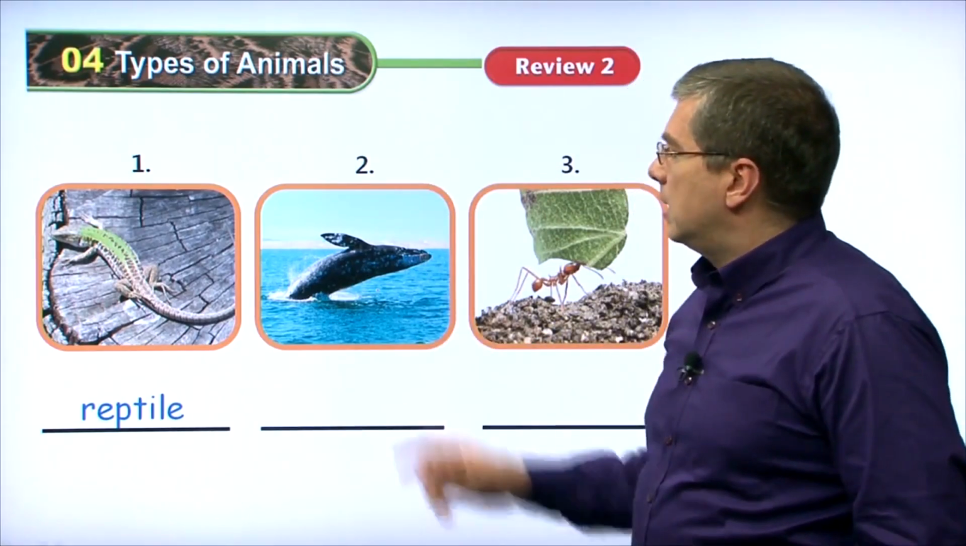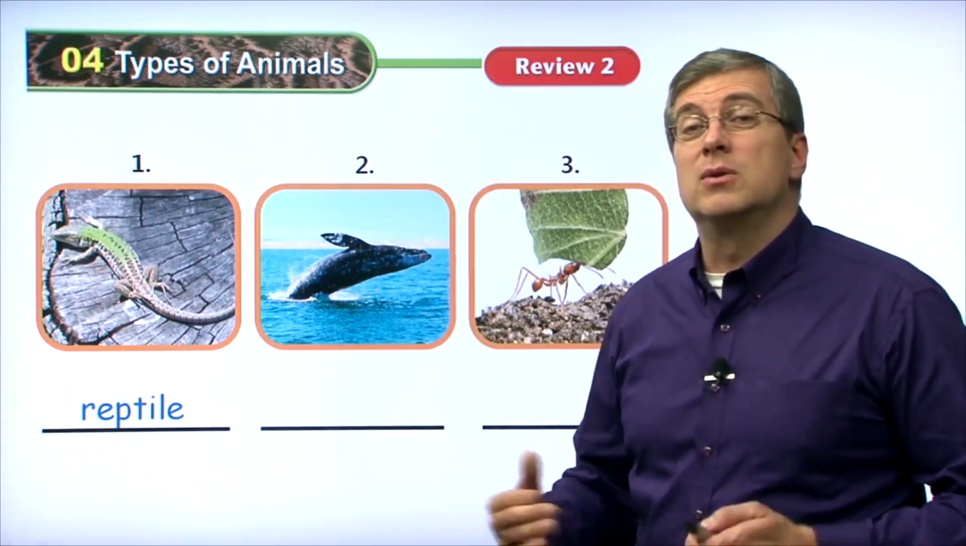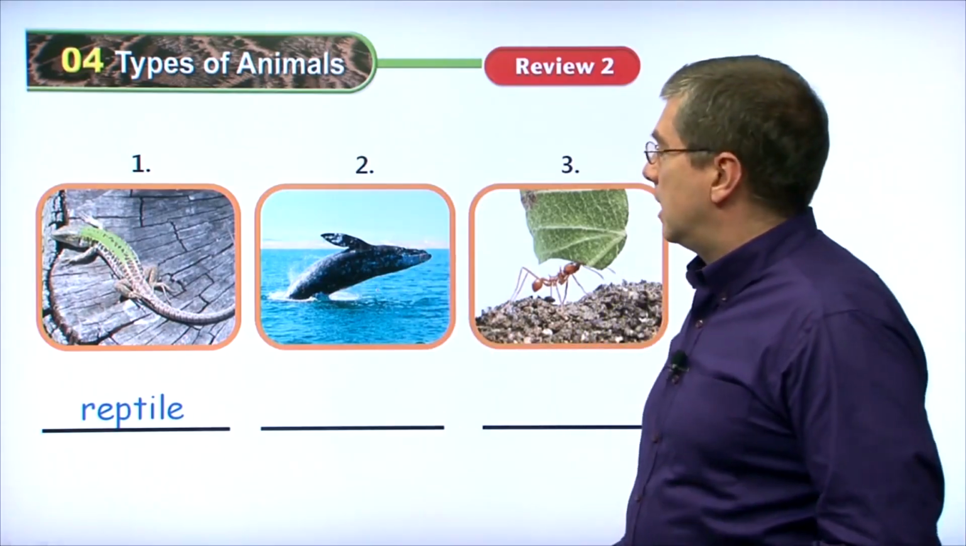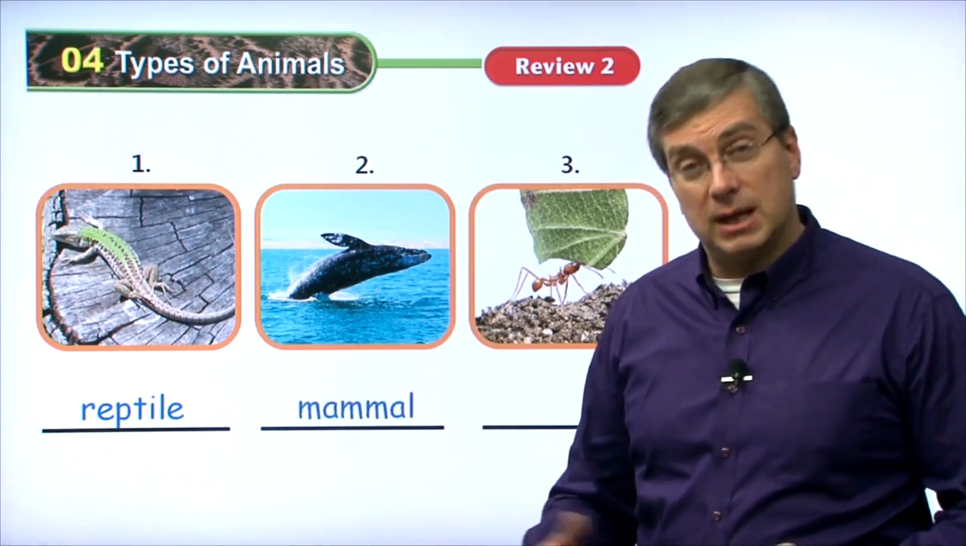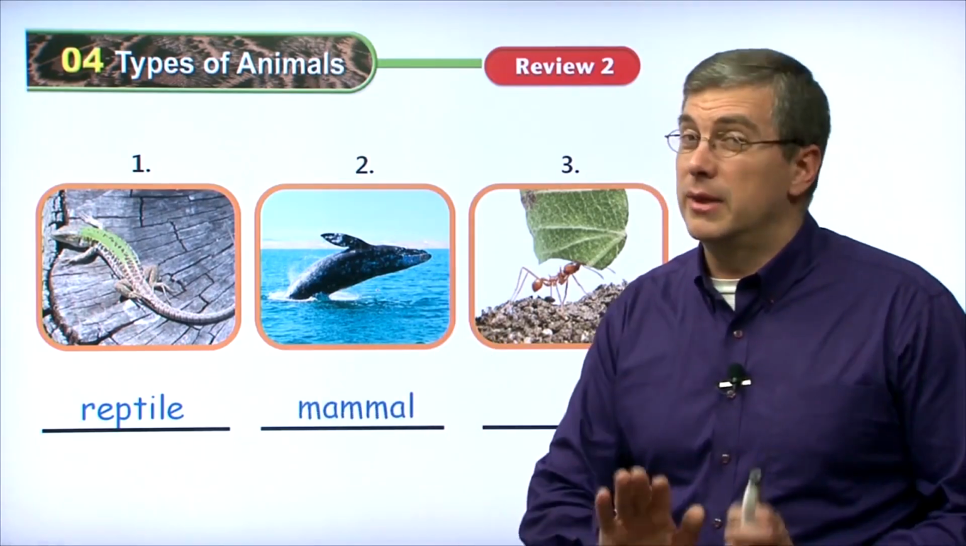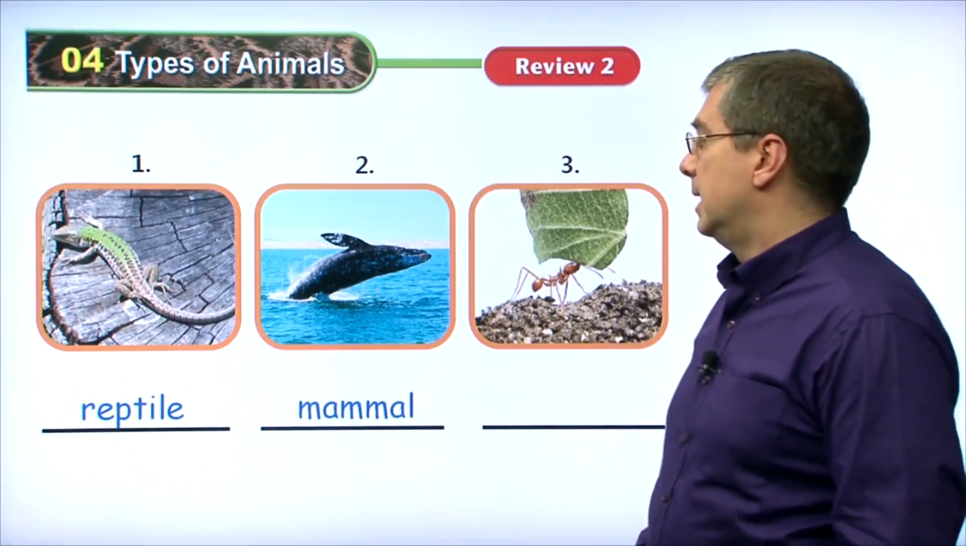Okay, but this is a whale. They give birth to live young. What can we say about whales? We can say that whales are mammals because they give birth to live young. They're not fish, they are mammals.